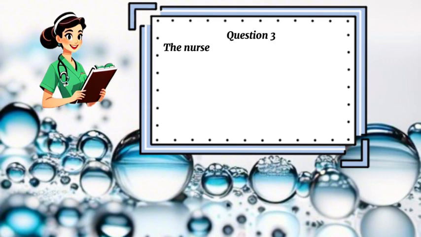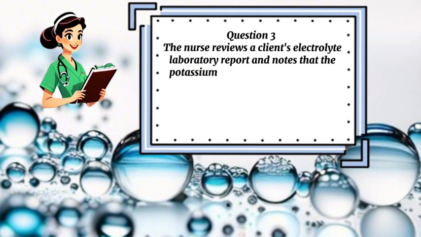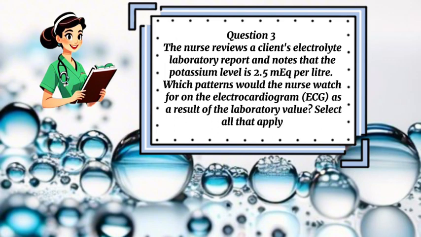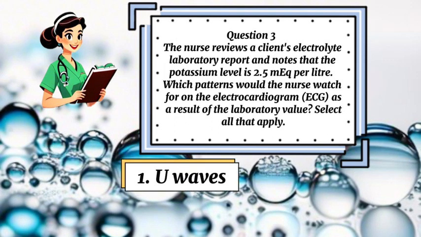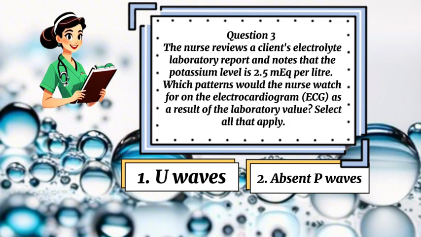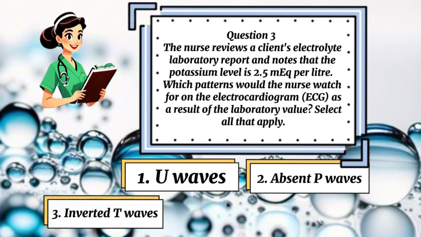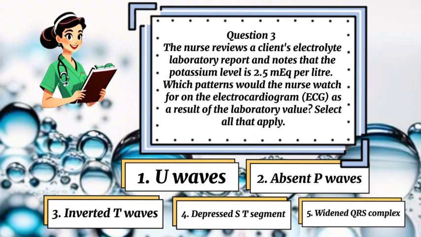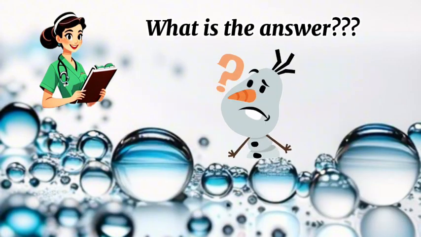Question 3. The nurse reviews a client's electrolyte laboratory report and notes that the potassium level is 2.5 mEq per liter. Which patterns would the nurse watch for on the electrocardiogram, ECG, as a result of the laboratory value? Select all that apply. 1. U waves. 2. Absent P waves. 3. Inverted T waves. 4. Depressed ST segment. 5. Widened QRS complex. What is the answer?